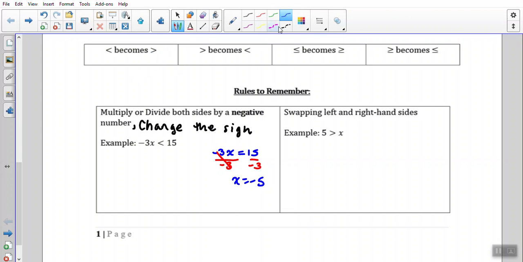So when we're dealing with the inequality symbols, it's the same thing. Over here, we're going to divide both sides by negative 3. And then we have to change the sign because we're dividing by a negative number. 15 divided by 3 is negative 5. And then another time when you have to change the sign is when you're swapping left and right hand sides.